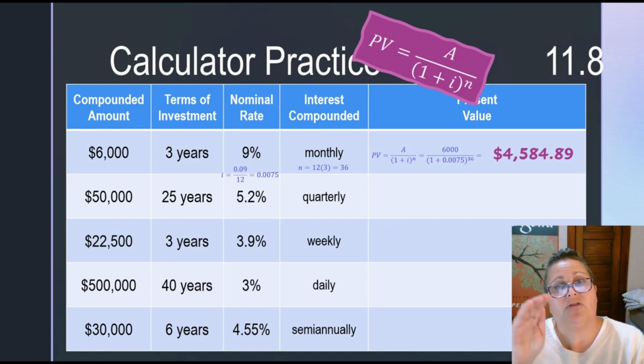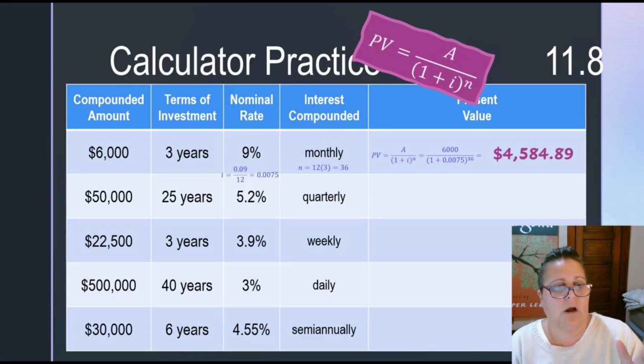If you would like to have $50,000 and you have 25 years, okay, it's a lot of time. So my present value should be relatively small compared to the $50,000, because the more time you have, the further away from your goal amount you can go. All right, we've got 5.2% compounding quarterly. Quarterly is 4 times a year.